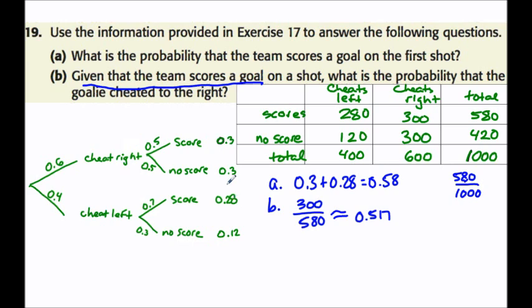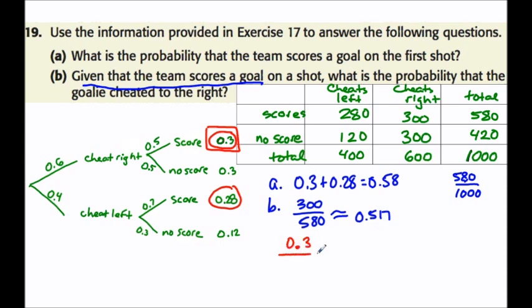However, if I want to use the tree diagram, what I need to consider is this. Given that the team scores a goal, I'm going to look at these two areas, this one and this one. This is all the places where they scored. What's the probability the goalie cheated to the right? Well, that would be the top one. So that's the numerator and the two circled parts, the denominator. So you could do it this way.